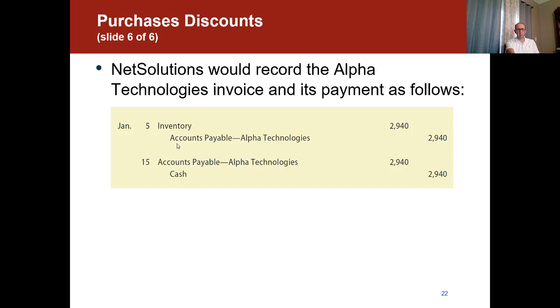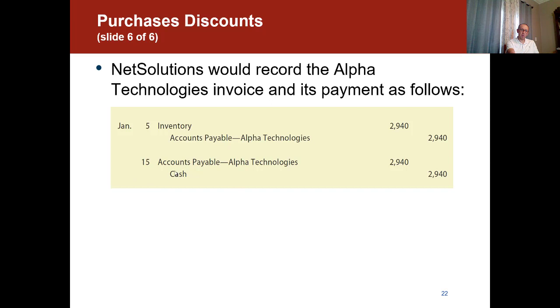So just to remind you why we debited inventory and credited accounts payable. Inventory is an asset, and we bought assets, so the assets are going up. And assets, when they go up, they like the debit side. Accounts payable is a liability, and it's also increasing. And liabilities, they increase on the credit side.